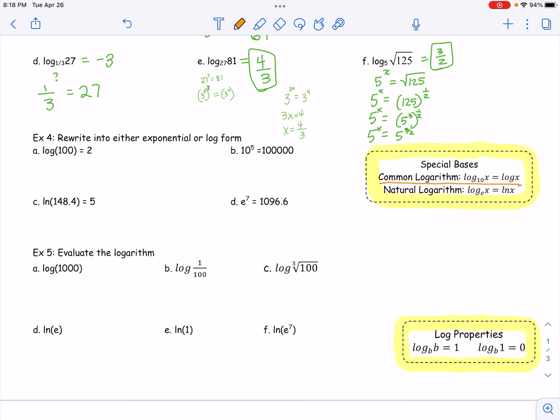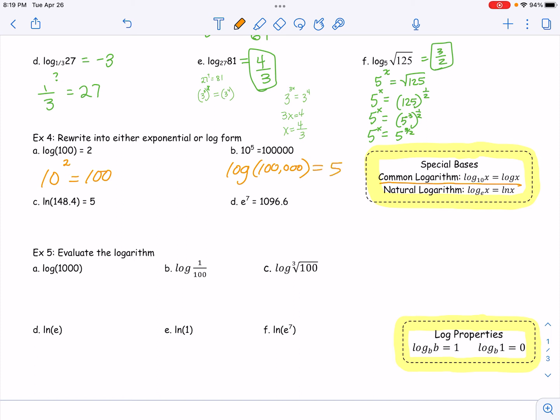So something like example 4, part A, that means I have a base of 10 raised to the second power equals 100, which is obviously a true statement. So when I rewrite something like example B into log form, I'm not going to put log base 10 of 100,000. I don't have to put base of 10 when I'm working with logs. So if the base is 10, you can just leave it off. You're never going to see log base 10. You're just going to see log of the argument, which is 100,000, is equal to 5.